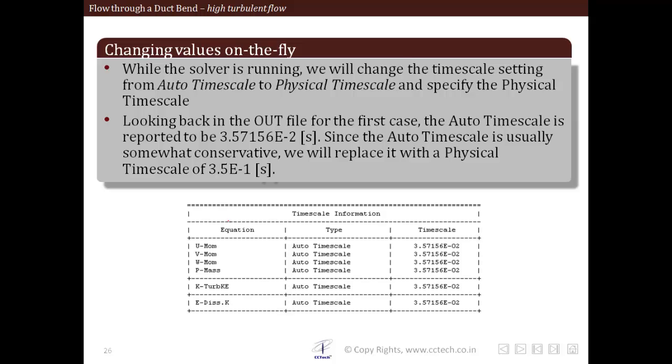While the solver is running, we will change the timescale settings from auto timescale to physical timescale and specify the physical timescale. Looking back in the output file for the first case, the auto timescale is reported to be 3.57e-2 seconds. Since the auto timescale is usually somewhat conservative, we will replace it with a physical timescale of 3.5e-1. This will increase the speed of the simulation. We can get quicker results.